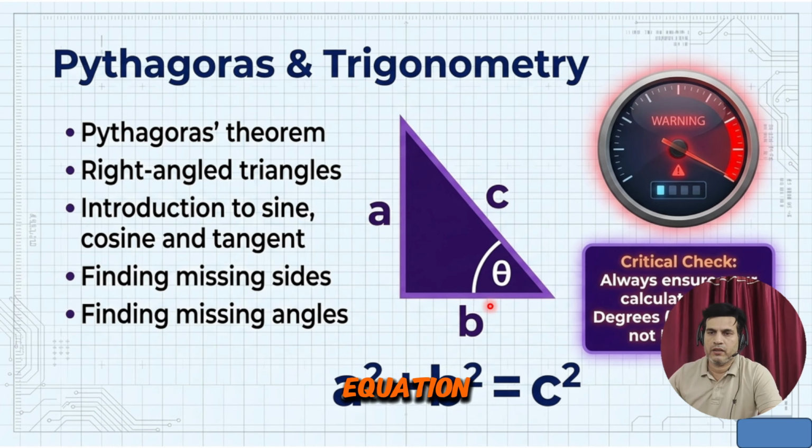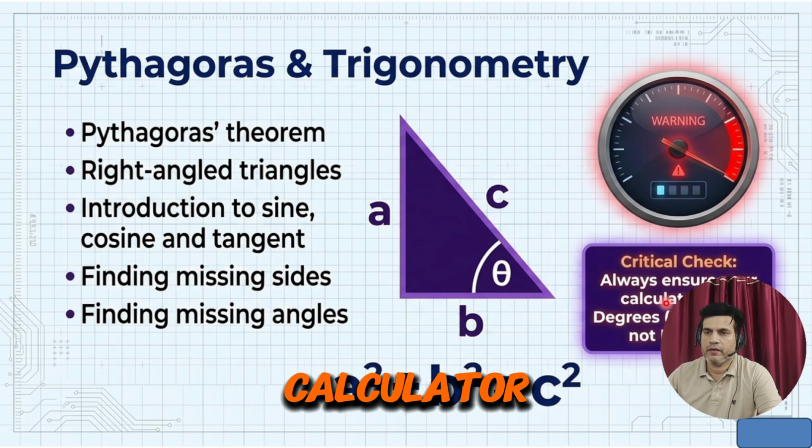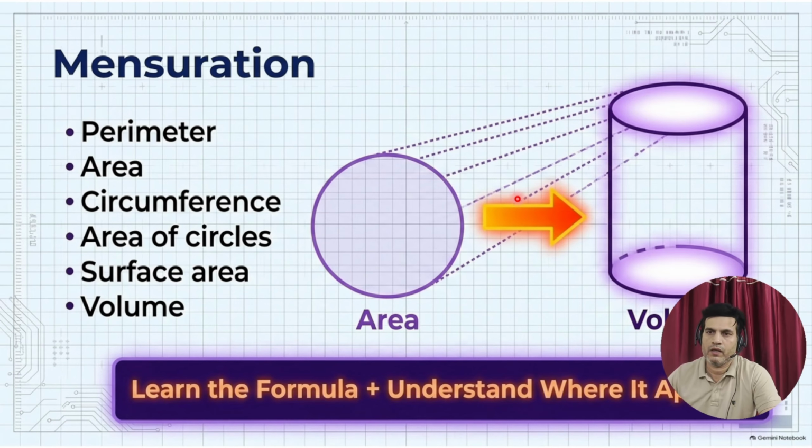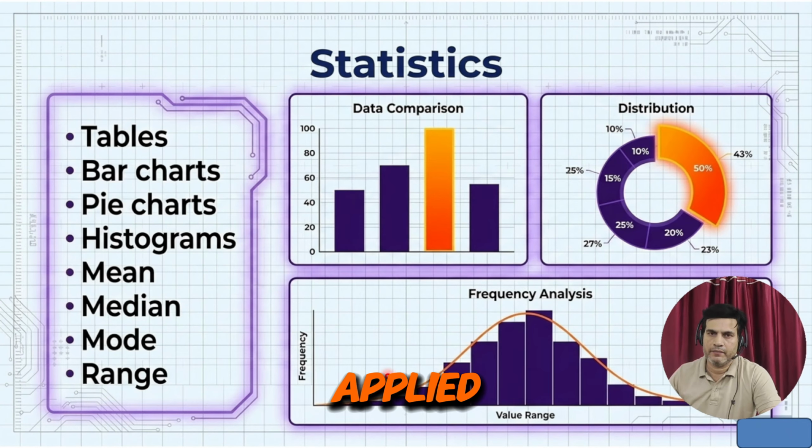So this is the equation, this is the largest side in the right angle triangle, this is 90 degrees. So c square equals a square plus b square. Critical check, always ensure your calculator is in degree mode, not radian mode. Then mensuration like area and volume. So we will learn in this part perimeter, area, circumference, area of the circle, and surface area, then volume. Then learn the formula plus understand where it is applied.